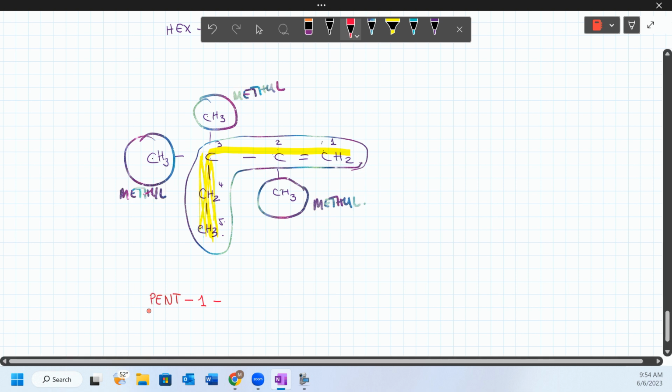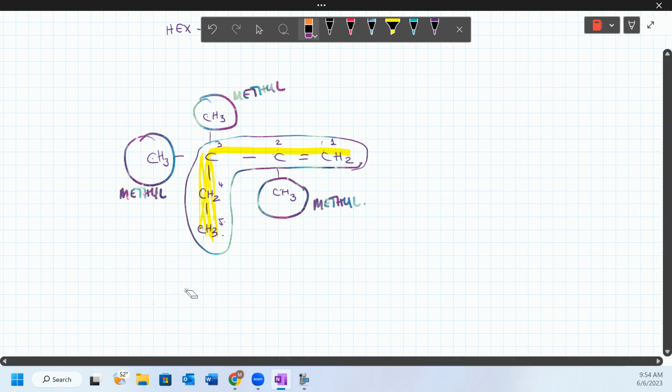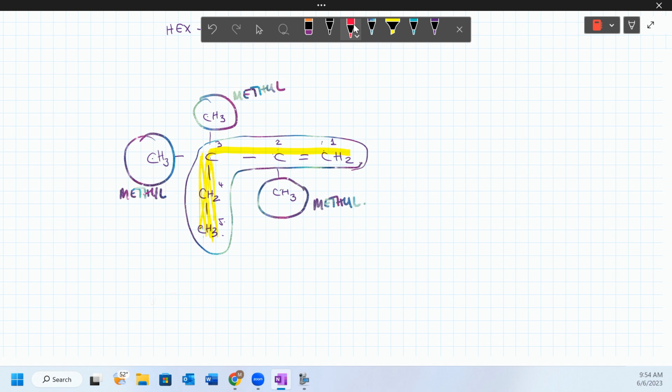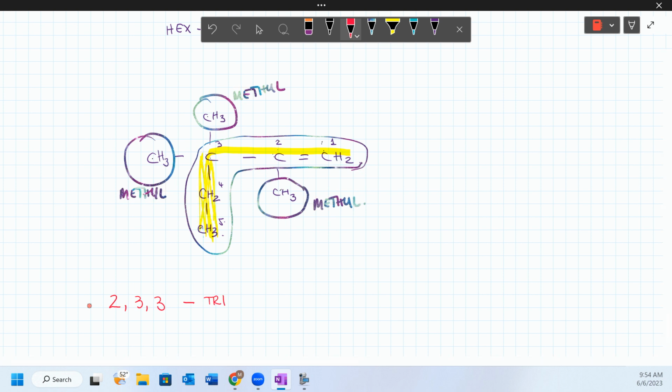And then we start with the branches, okay? We always will start with the branches. Where are the branch positions? In which places are the branches? 2, and then 3, and then 3, okay? We have 3 of the same, meaning that we have 3 methyl.